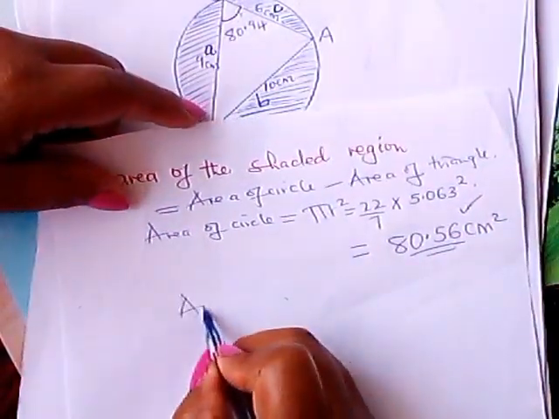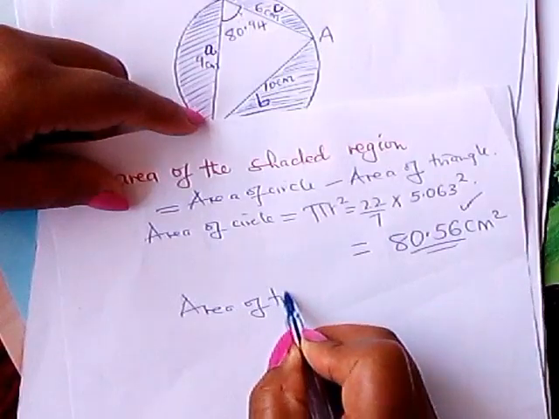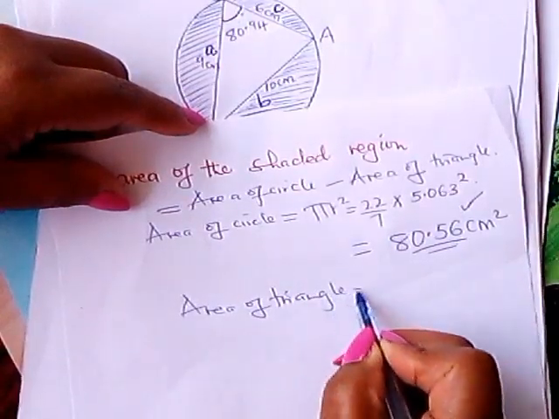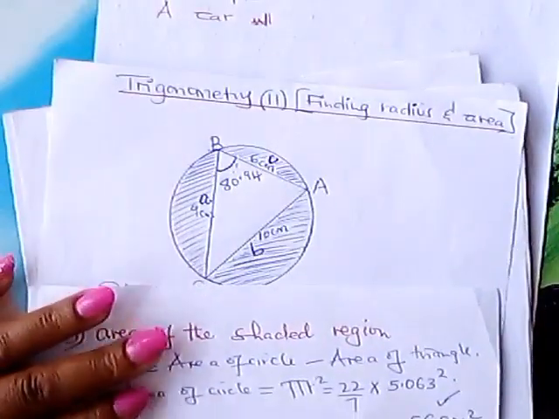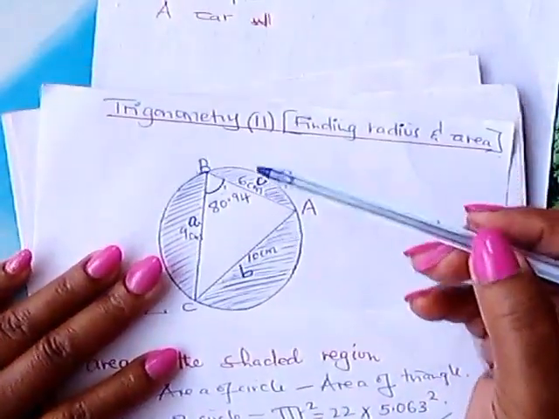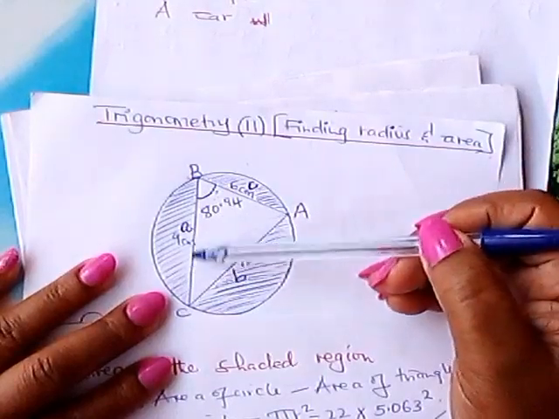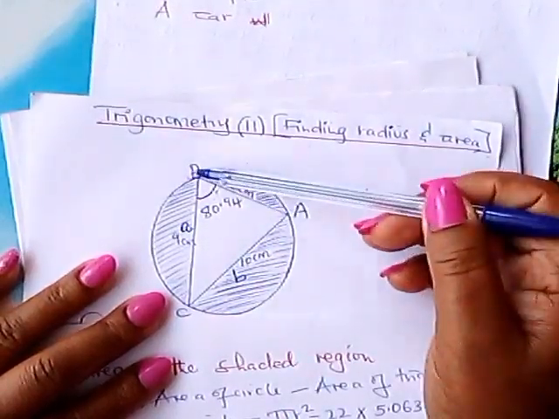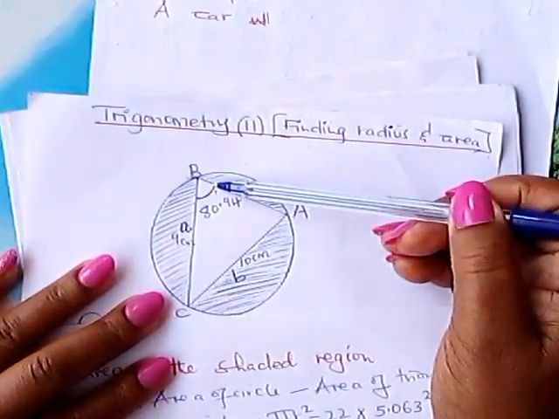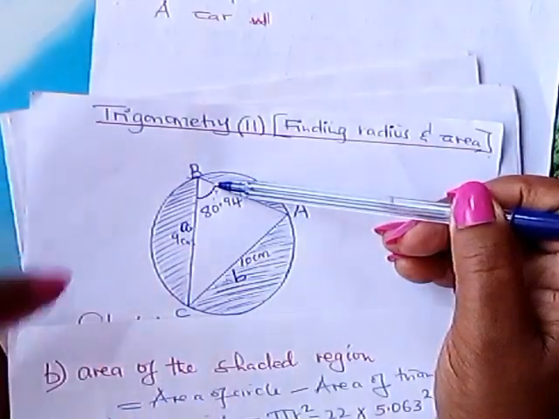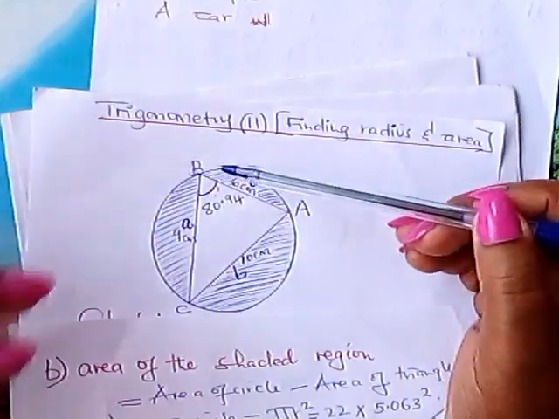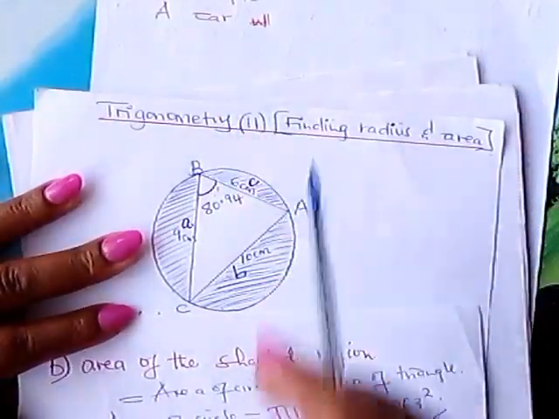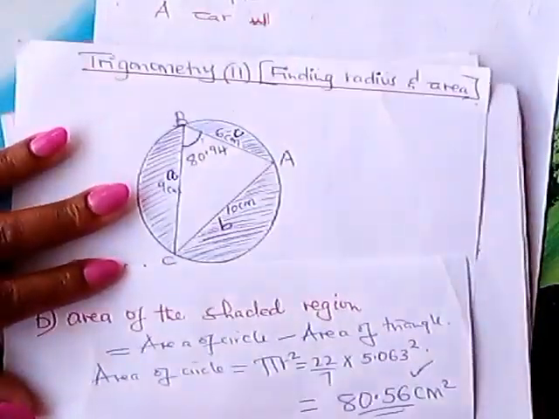From there you get the area of the triangle. Learner, what is the area of the triangle? Our triangle here, we can use a half AB sine theta, because we are given this side, we are given this other side, and we are given an included angle. So you can use the formula a half AB sine of the included angle. I know you are familiar with that form 2 formula.